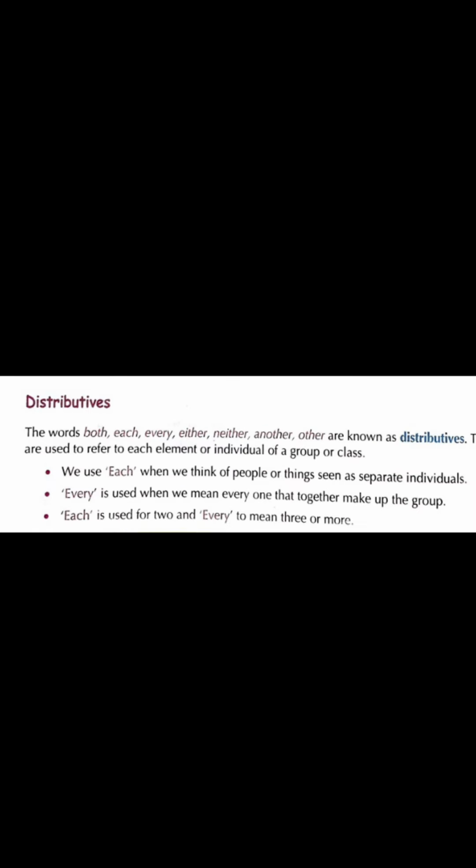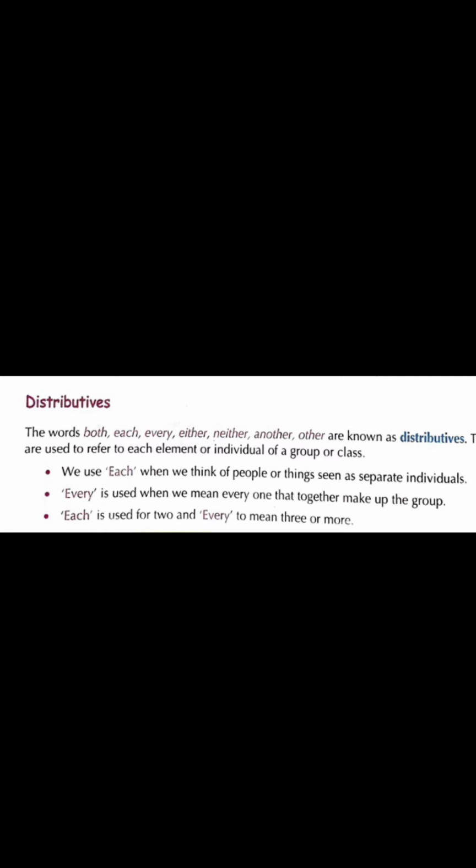Now let's understand distributives. The words both, each, every, either, neither, other, another, they're all distributives. So what happens with distributives is that they are used to refer to each element or individual of a group. Now we use each when we think of a person or things seen as a separate individual, whereas every is used when we mean everyone that together make up the group. Each is used for two and every for more than two.